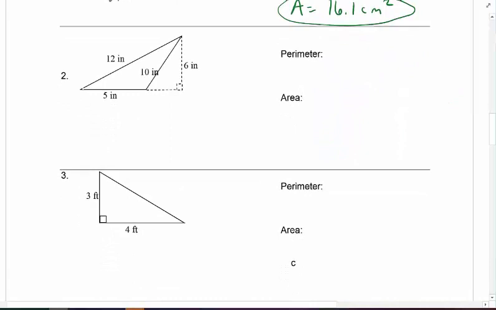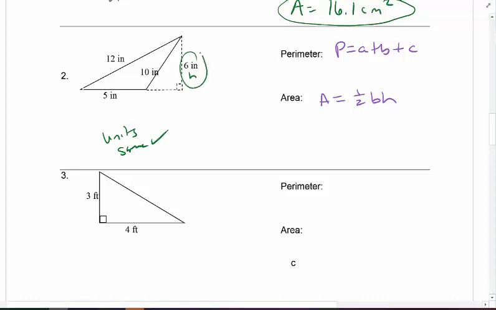So going to number 2, again, pause it, see if you can do it. I'm going to go ahead and write down the formulas first. Perimeter equals A plus B plus C. Area equals 1/2 base times height. And this is a different type of triangle just to show you different options of what can happen here. Make sure you're clear my units are the same. Always ask yourself that question. If you don't, you're going to fall in the trap. This is my height. This is my base, just so we're clear.